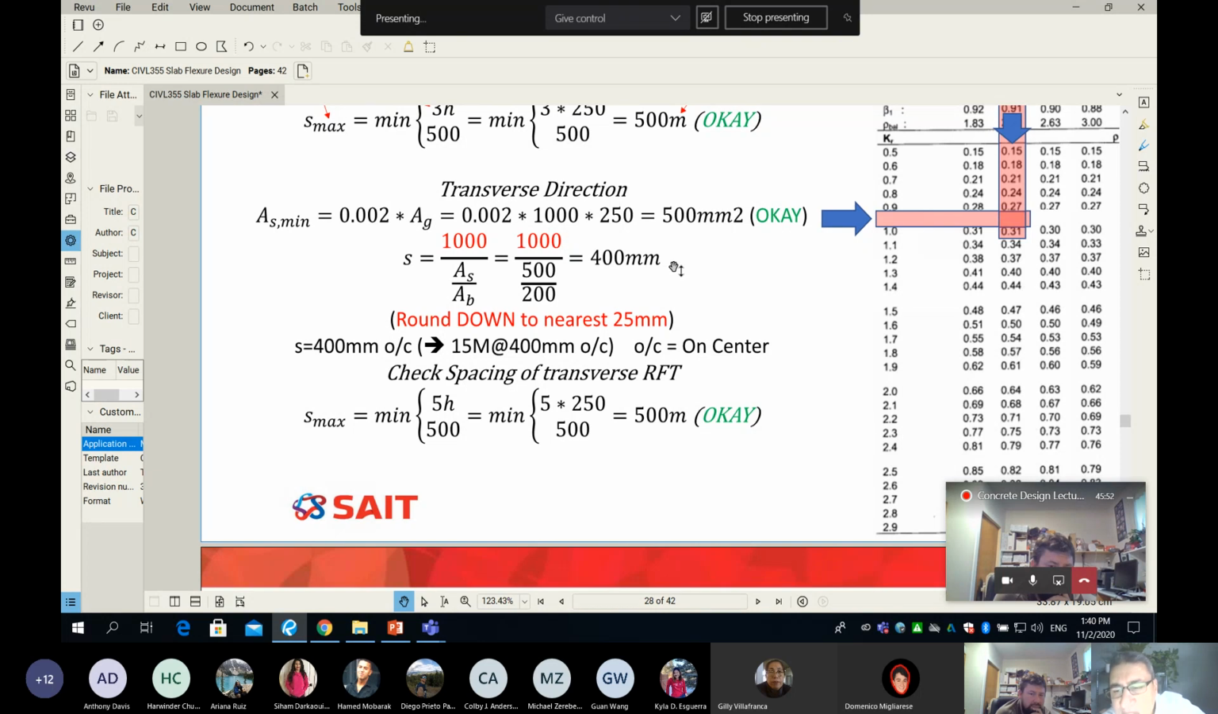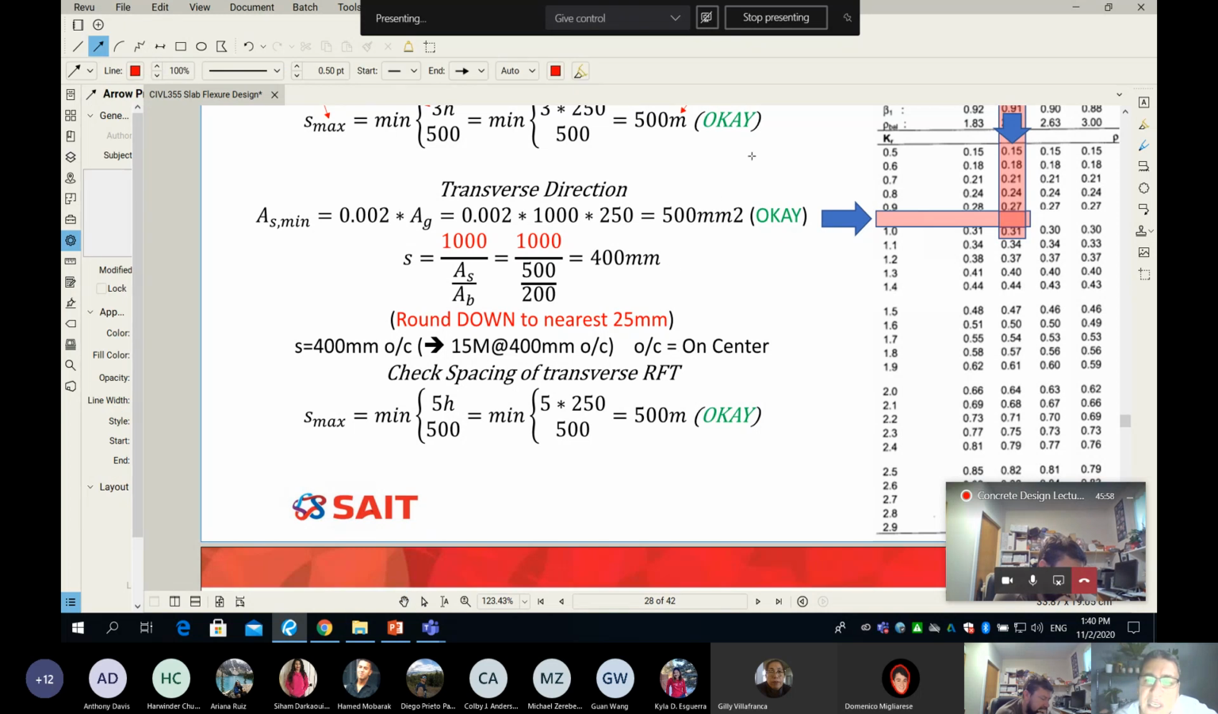It's based on minimum code requirement. Okay? And we do the same thing. So we know the area of steel here. It's 500. And we do the same thing. We find the spacing. But this spacing is different. This spacing will be between the 15 mm in the transverse direction.